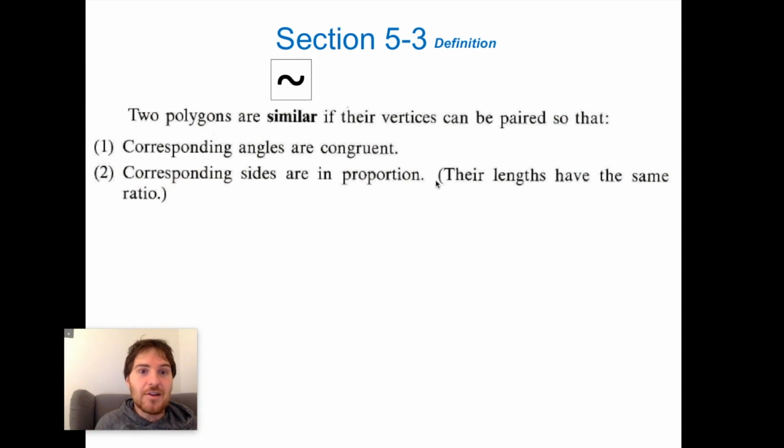When you see in your book that it's bolded, that means it's giving you a definition. So this is an important definition, definition of similar. I'd write that in your notes. Two polygons are similar if their vertices can be paired such that, one, their corresponding angles are congruent.